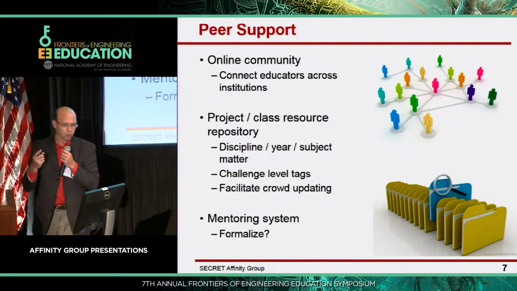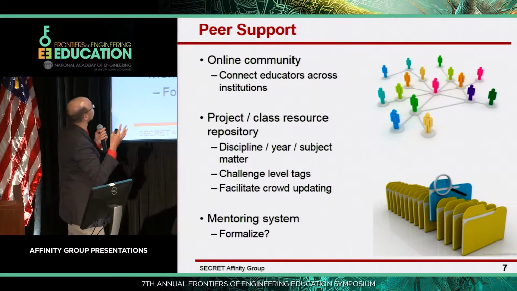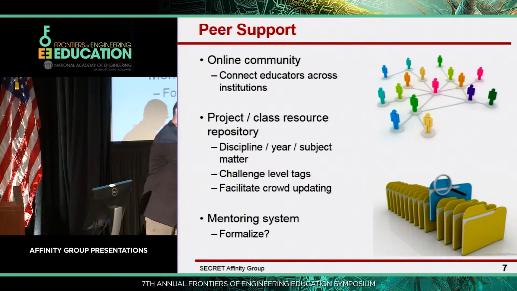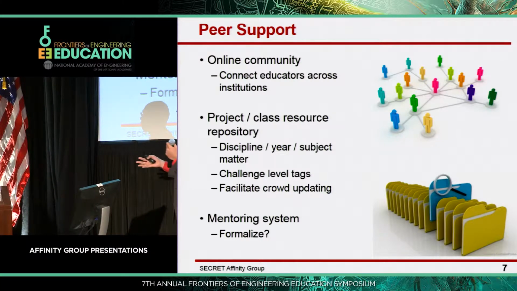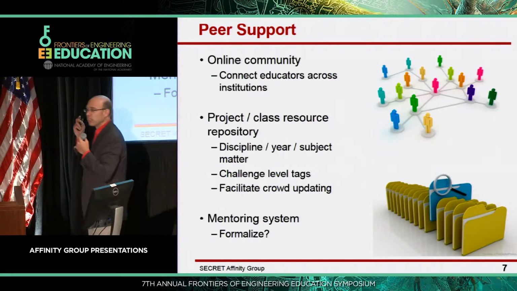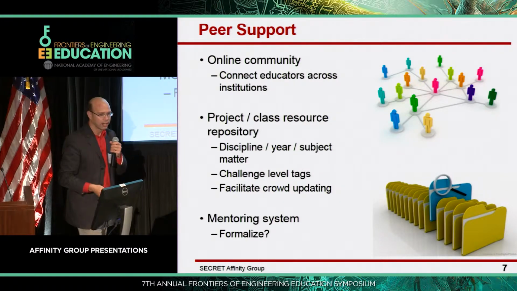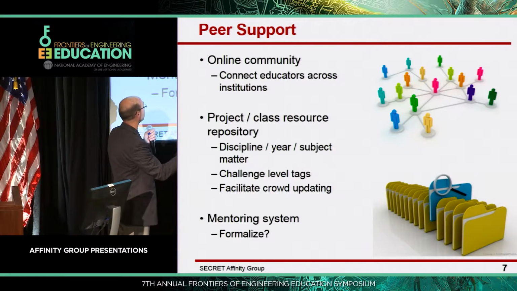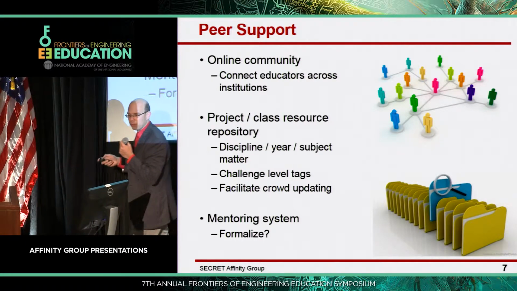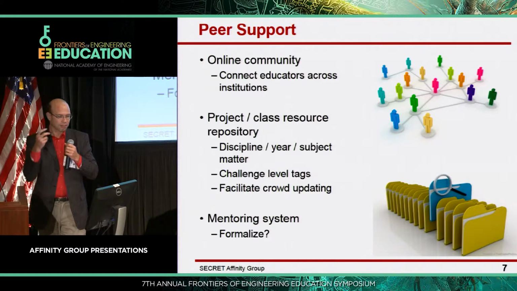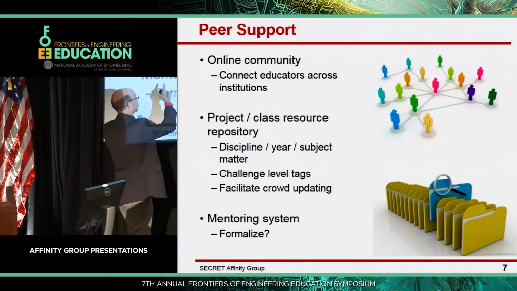Second, we would like to propose something like a project or class resource, a repository where we can post projects, classes, ideas, challenges. Now in here, we have lots of information already available. The key point is how do we make these accessible and searchable, right? So for example, by discipline, by year, by challenge level, you name it. So we need to brainstorm about how we make it so that we can find the right project for the right purpose. And facilitate crowd updating.